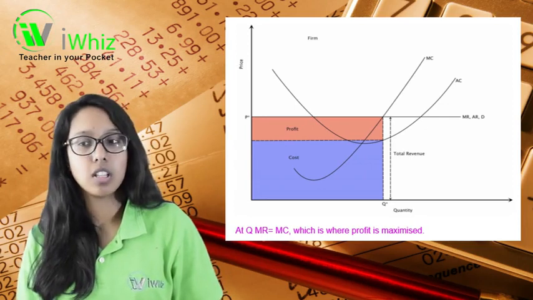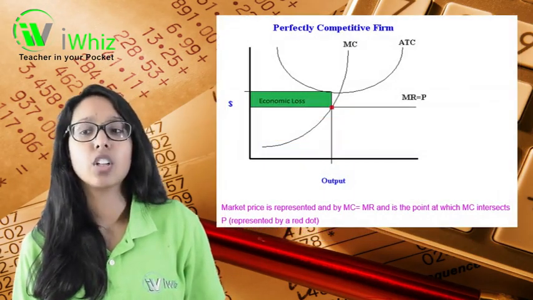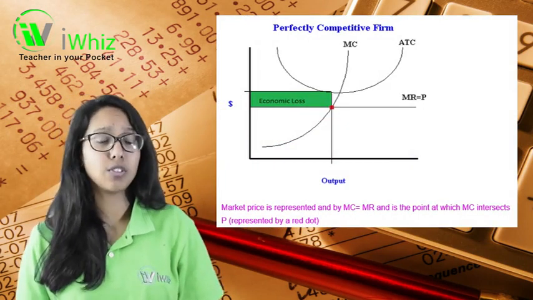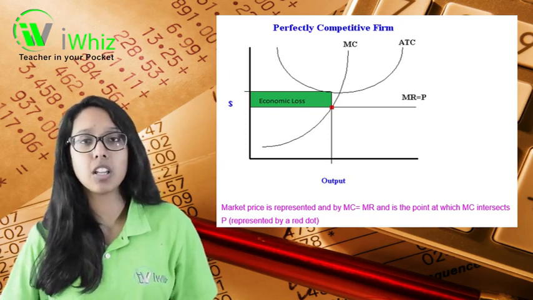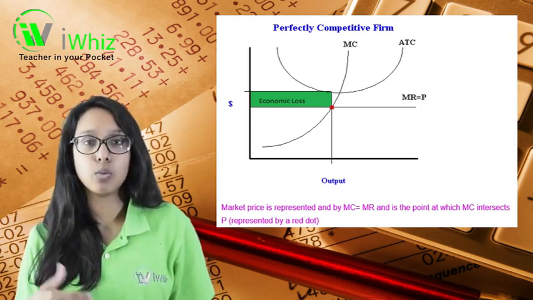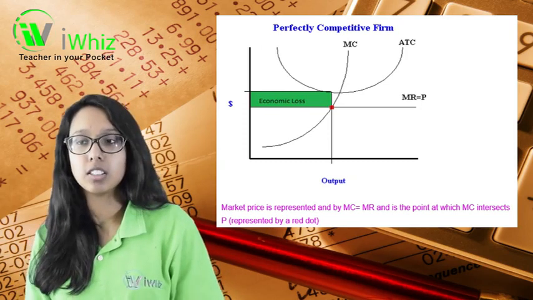So MR is equal to MC, which is where your profits are then maximized. If you look at your next graph, which is economic losses, this is completely different than profits, because remember, profits mean that you're making more revenue than costs and you're maximizing your production. In this graph, you've got economic losses.